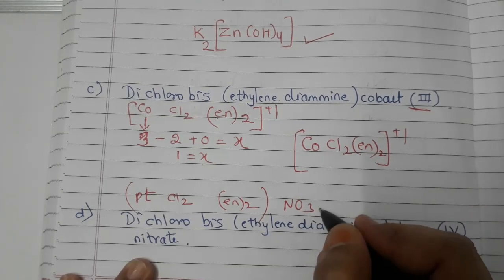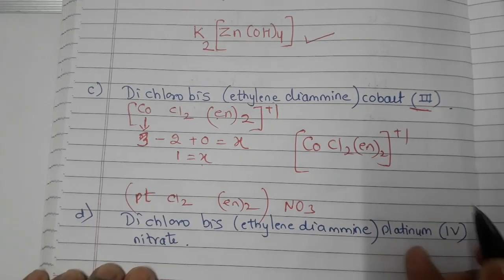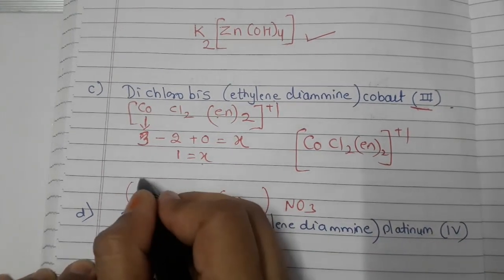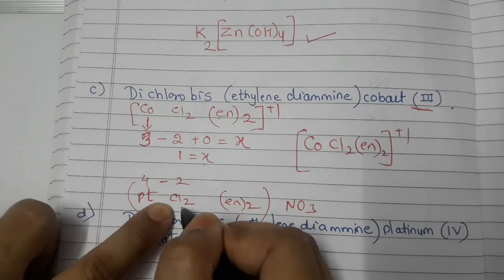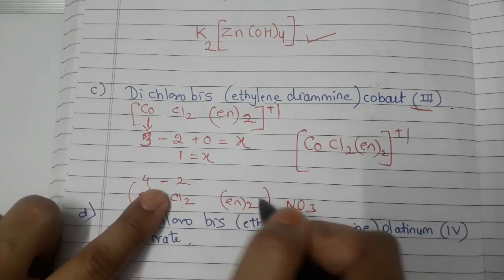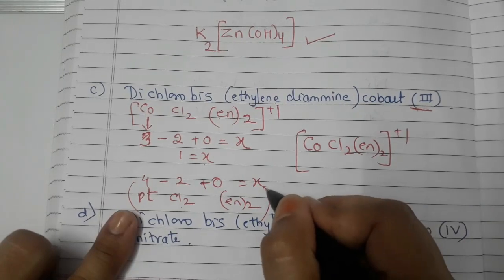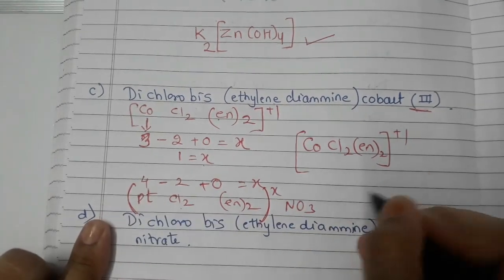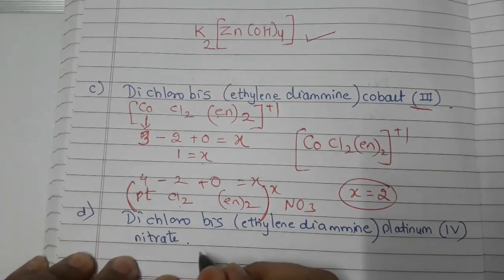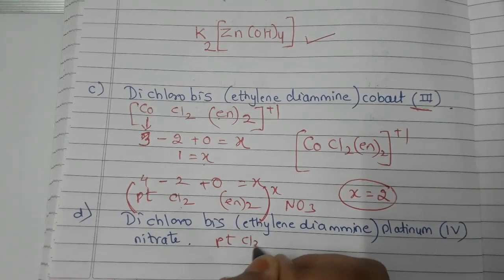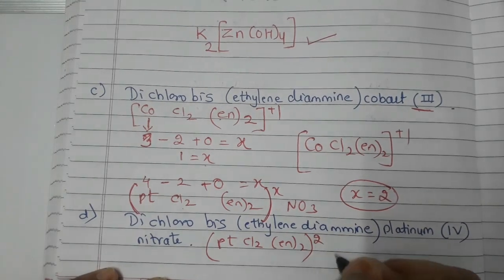Now students, NO3 is having minus 1 charge. We know that. Fine. Now they have written platinum as 4. So if I write here 4 minus 2, okay, Cl is minus 1, into 2 is minus 2, and en is 0. Okay, so it is equal to x. So what is x? x is the charge on this particular complex. So x happens to come 2. Okay, it means it has to be like this: [PtCl2(en)2], fine, and 2 is over here.